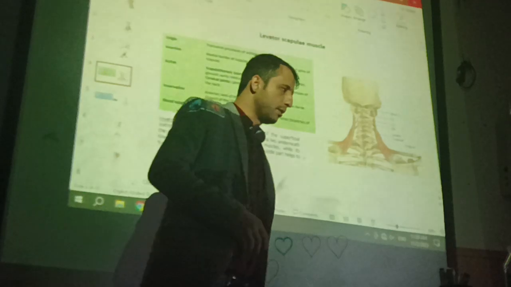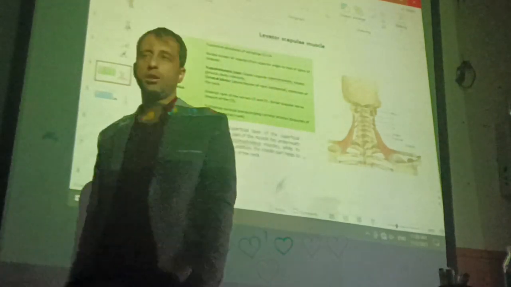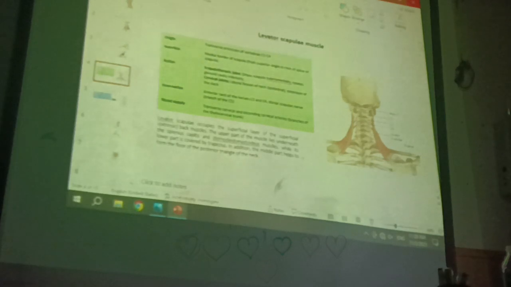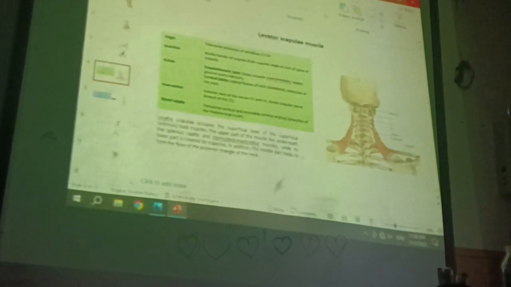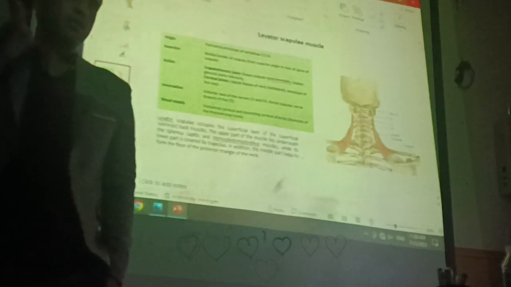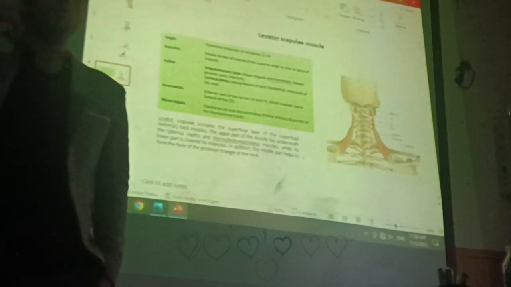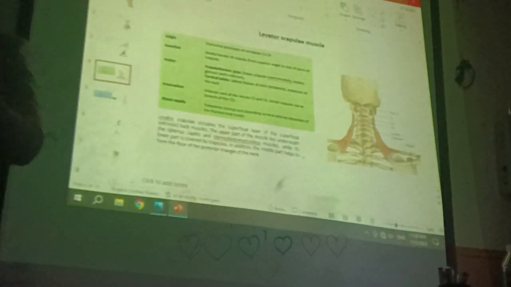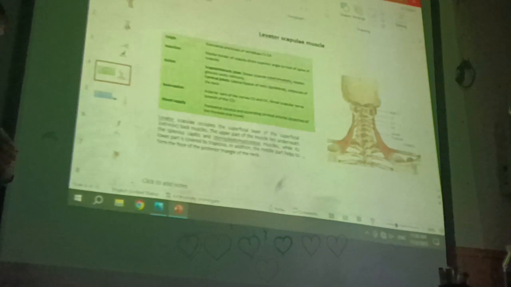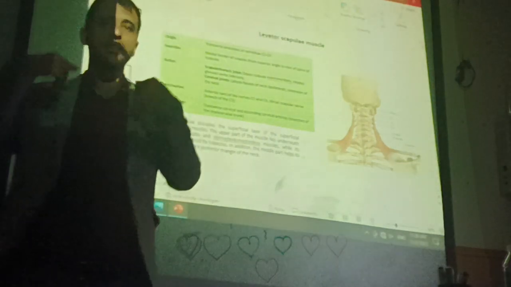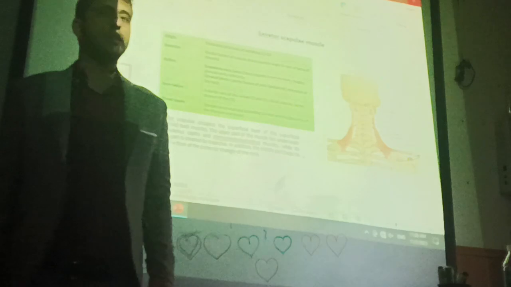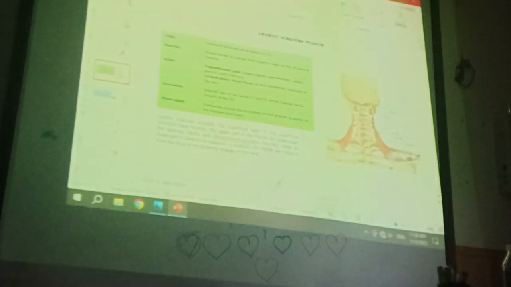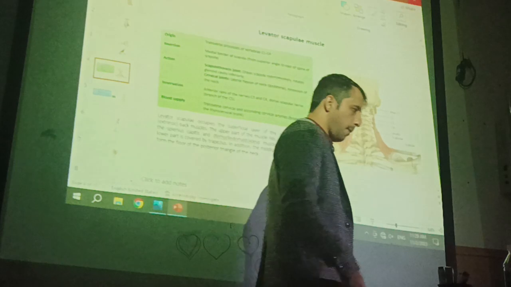But the total innervation is by the dorsal scapular nerve. What is the function of levator scapula? The elevation of the scapula. If the cervical vertebrae and head are fixed, it can elevate the scapula. If the scapula is fixed, it can make the posterior flexion of the head.